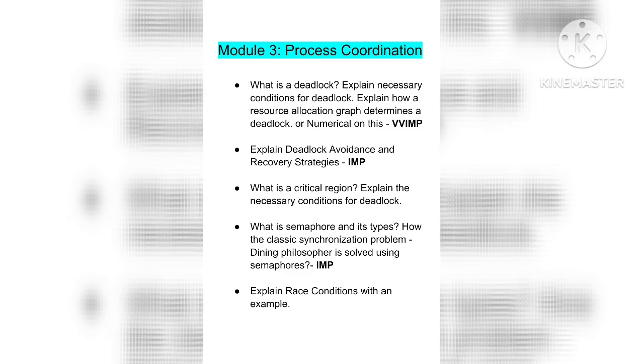What is a critical region? It's a part of code where shared resources are accessed. Synchronization is essential to avoid conflicts. We now explore semaphores, a synchronization tool. Using semaphores, we solve problems like the dining philosopher's problem efficiently. Finally, let's understand race conditions, where the system's output depends on the timing of threads, often leading to unpredictable behavior.